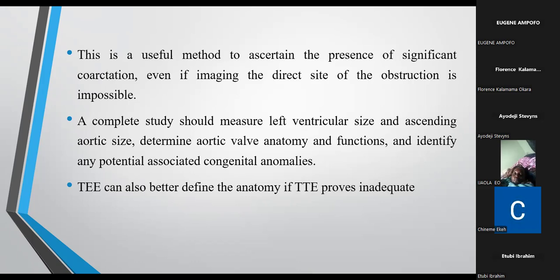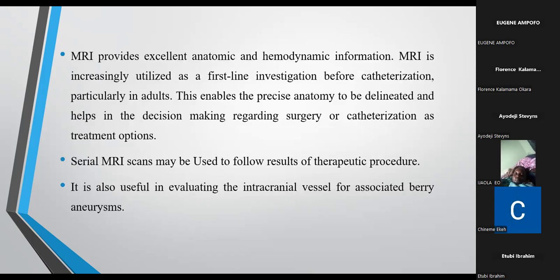This is a useful method to ascertain the presence of significant coarctation, even if imaging the direct site of the obstruction is impossible. A complete study should measure the LV size and ascending aorta size, determine the aortic valve anatomy and function, and identify any other associated abnormality. TEE can better define the anatomy if the TTE is inadequate.